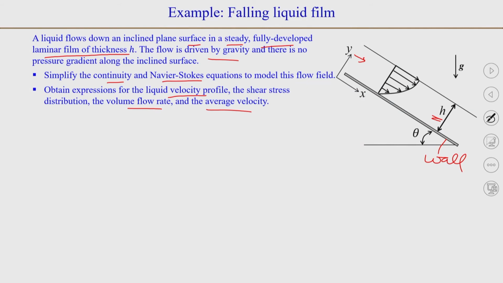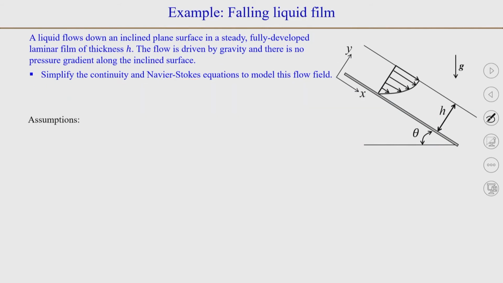Okay. So, let us write down first all the assumptions. It will help us in simplifying the equations. So, the first assumption is that the flow is steady. So, that means that the ∂/∂t term for all the variables will be 0. So, in the continuity equation we will have ∂ρ/∂t equal to 0. Similarly, in the Navier-Stokes equation, ∂u/∂t, ∂v/∂t and ∂w/∂t, in the 3 x, y and z components, will be 0.